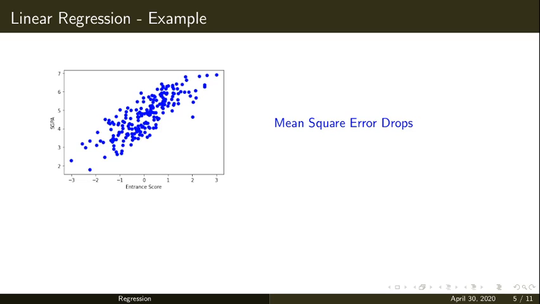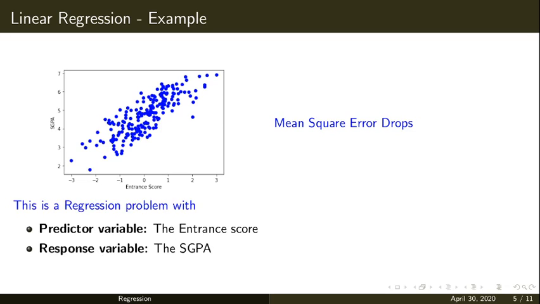In this case, the variable which helps us to predict is called a predictor variable, and the variable which we are predicting is called a response variable. The SGPA is the response variable and the entrance score is the predictor variable. So this is a classic regression problem with a predictor variable and response variable.